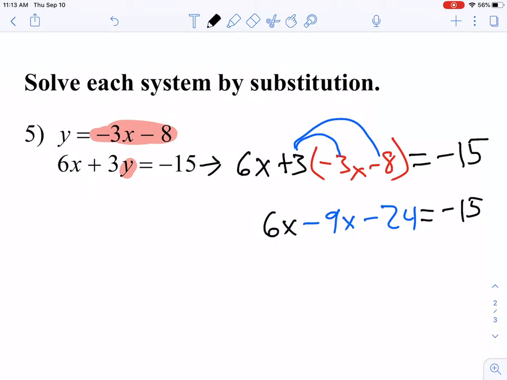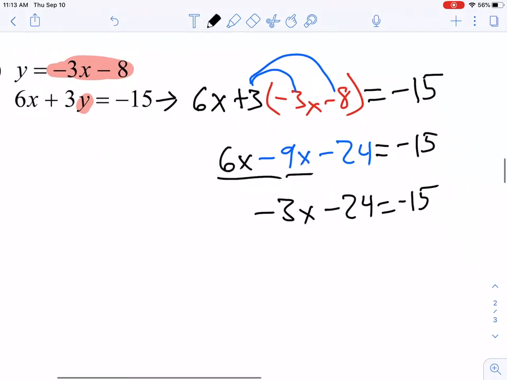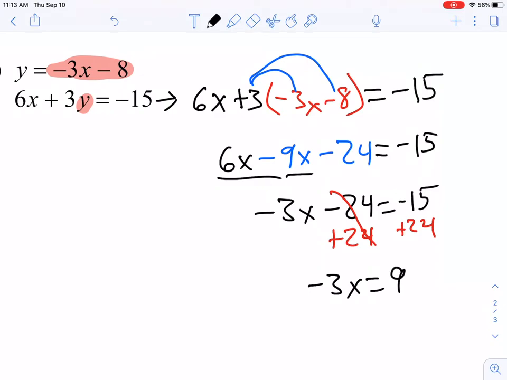I then combine like terms of 6x and -9x to get -3x minus 24 equals -15. And then, a two-step equation, we are adding 24 to both sides so that -3x equals +9. And then we divide -3 to both sides to find that x is equal to -3.